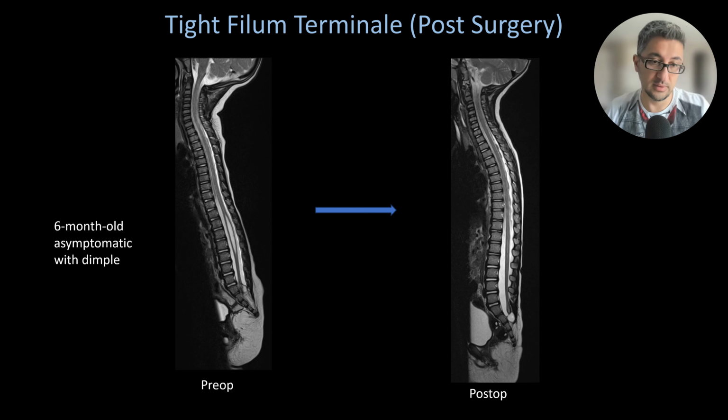Another example of a 6-month-old with a tethered cord and a syrinx. This is one of the reasons to do the surgery. If there's a syrinx, surgery is preferred so that it doesn't progress, because when you cut the filum, usually the syrinx cavities resolve. As in this case, although there were no symptoms, the surgeons decided to do the surgery because of the syrinx.